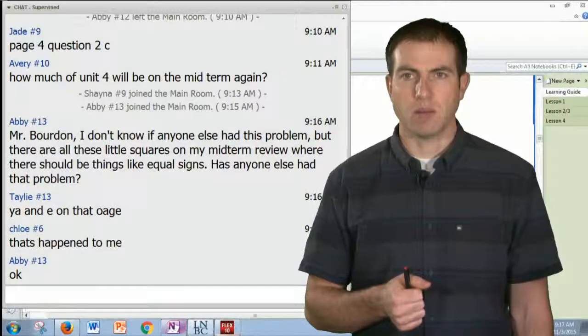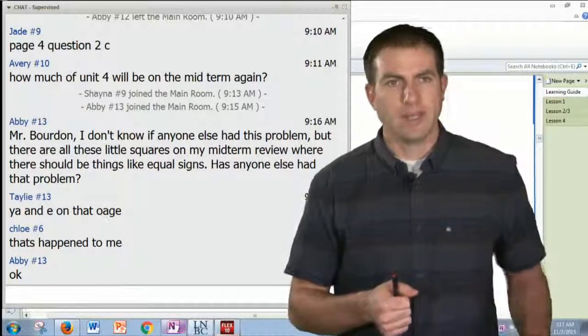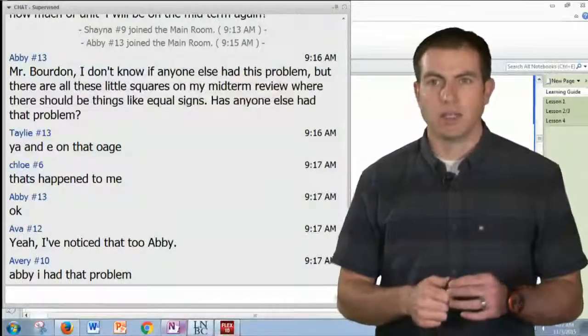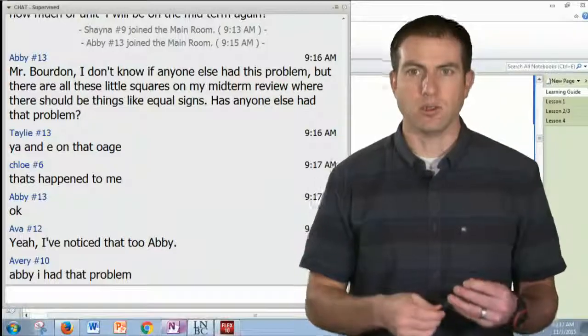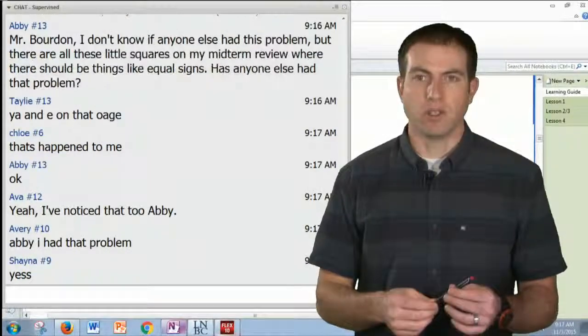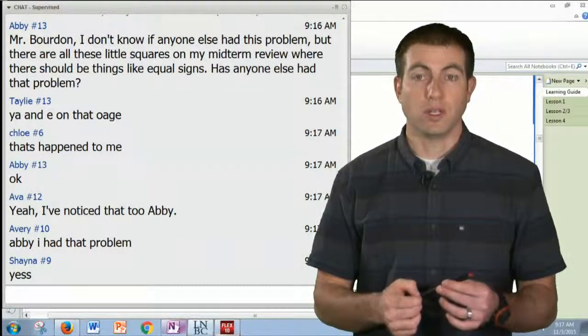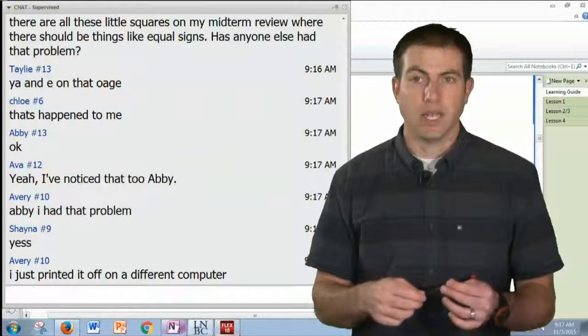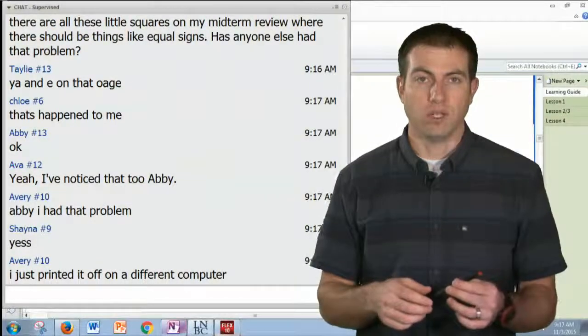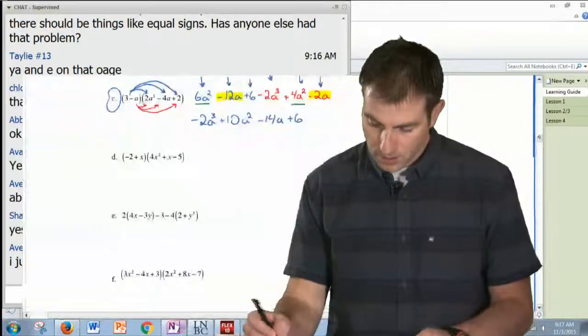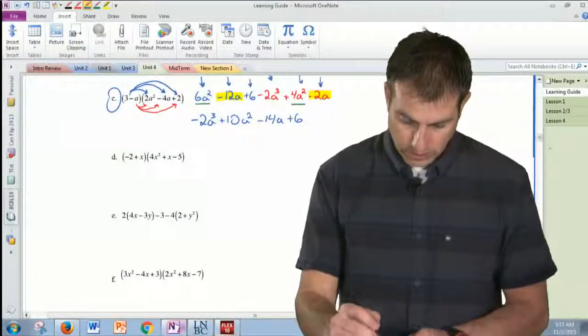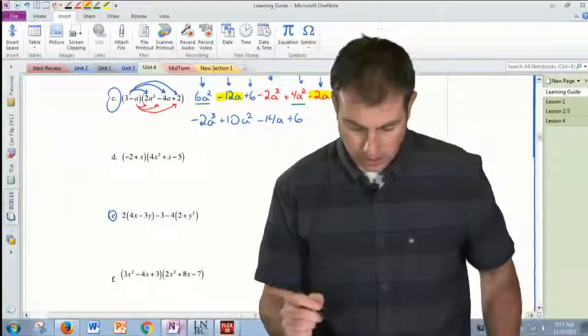Anyone else running into that problem? See a few people typing. So yeah, oh, Avery too. Perfect. Well, not perfect, but it's not just you. I'll do my best to convert these things into PDF, and then hopefully you don't run into that problem. I don't think it should happen as much. I'll do E really quick here, and then we'll move on to the next page.